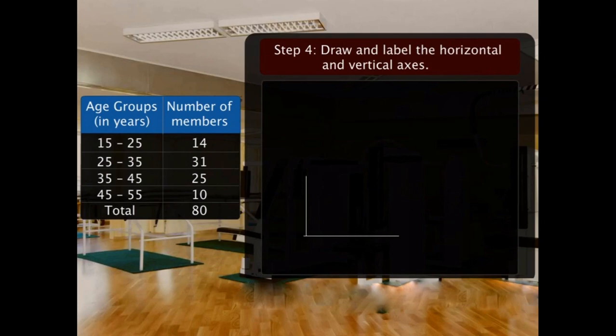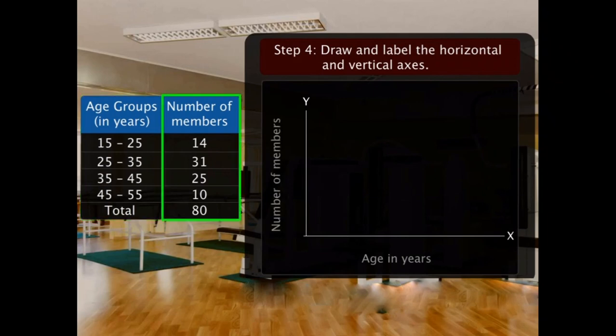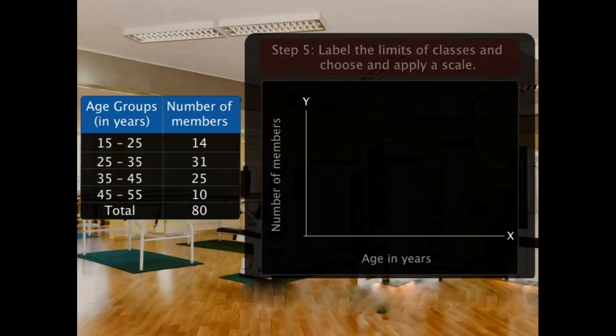We draw the horizontal and vertical axes. We represent the lower and upper limits of the classes, corresponding to the ages of the members on the horizontal axis and the frequency or number of members on the vertical axis. Now, let's label the limits of classes corresponding to the range of ages on the horizontal axis. Notice that 2 consecutive class intervals are placed at equal distances.